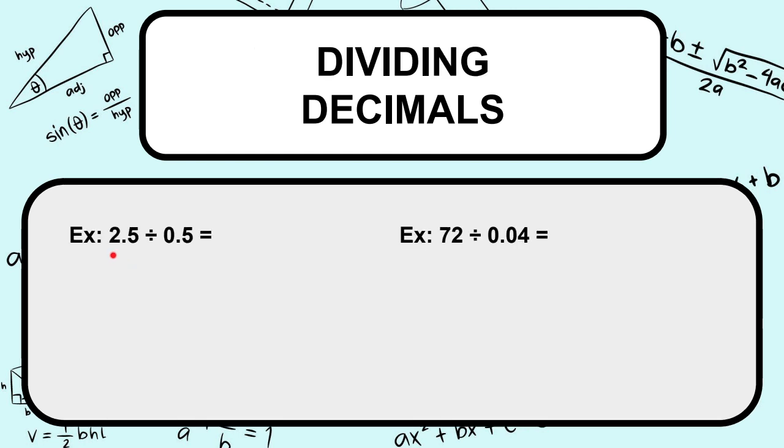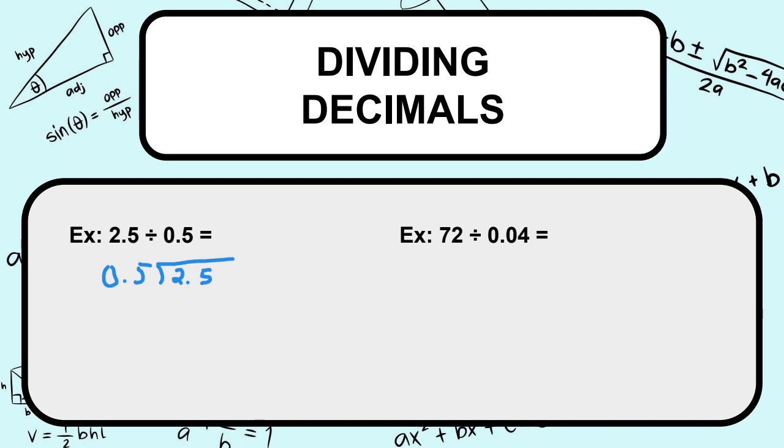All right, our first example, we have 2.5 or 2 5/10 divided by 0.5 or 5/10. So my first step is to write this in long division form. So in this equation, 0.5 or 5/10 is the divisor. So we write that on the outside. And we have our long division sign. And 2.5 is the dividend. So we put that on the inside.